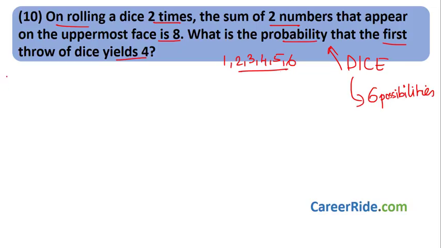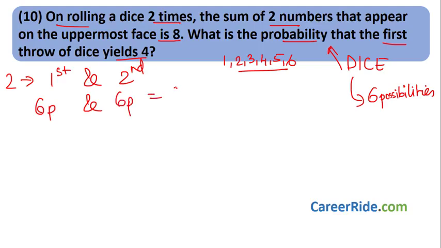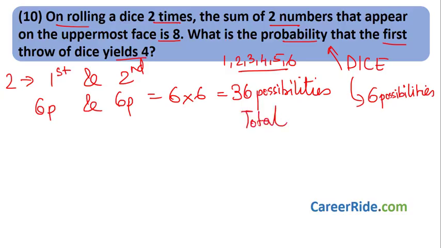What they say is, a dice is rolled 2 times. That means the dice is rolled first and then the dice is again rolled a second time. So in the first time there are 6 possibilities and again in the second time there are 6 possibilities. So in total there are 6 into 6, 36 possibilities. Whenever the dice is rolled 2 times, total possibilities are 36. Now what they are saying is that 2 numbers will appear on the uppermost face when we throw the dice 2 times. The sum of the 2 numbers is 8. So out of all these 6 numbers, which combinations have the addition 8?